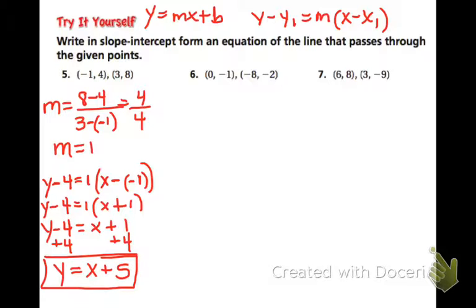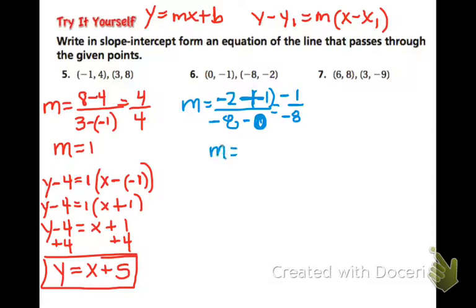All right, I'll change colors here so that it's a little easier to see. So calculating the slope of the second one, we'll have -2 minus the -1 over -8 minus 0. These two become a plus 1, so it's going to be a -1. -8 minus 0 will become a -8. Remember, a negative divided by a negative makes a slope of a +1 over 8.